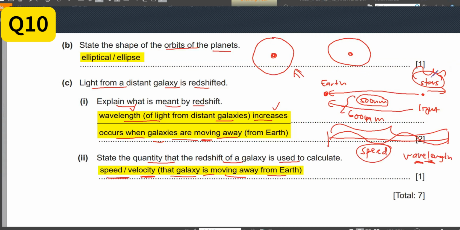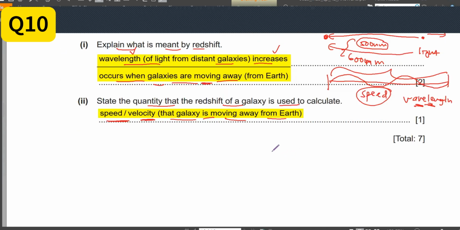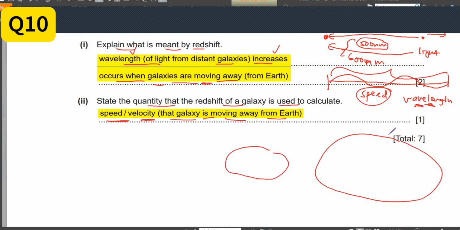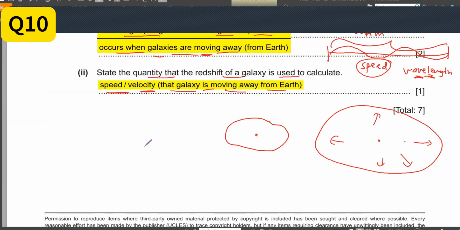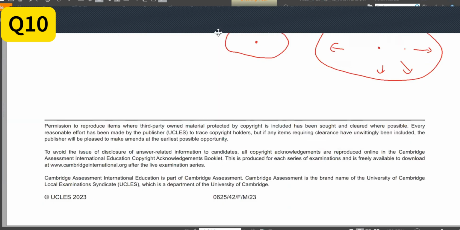This is not just one star moving away from us. It's like everything is moving away from us. It's telling us that the universe is expanding over time. We don't know for sure, but at this moment, this is what we know. Based on our measurements, everything is moving away from us, which suggests that the universe is expanding. Okay, so this paper is done.